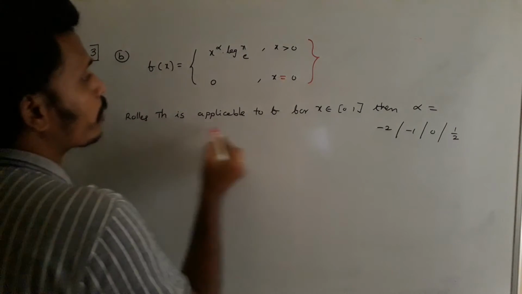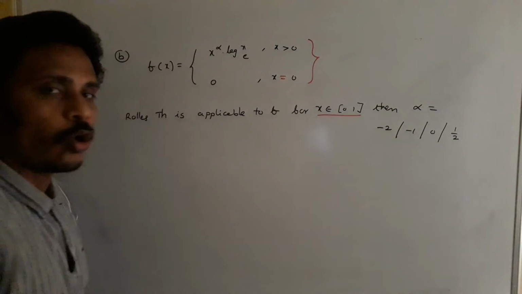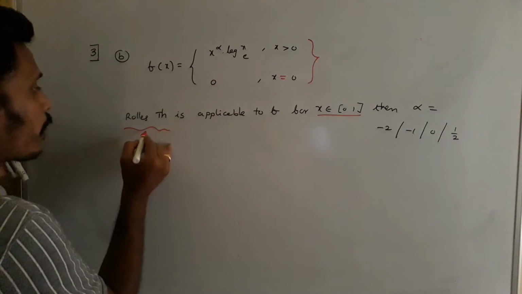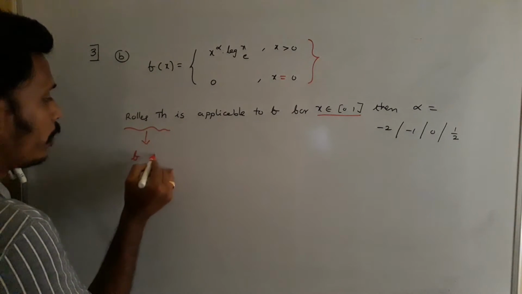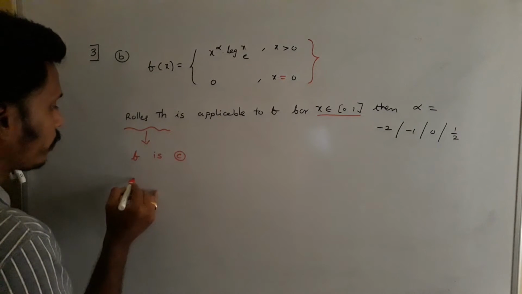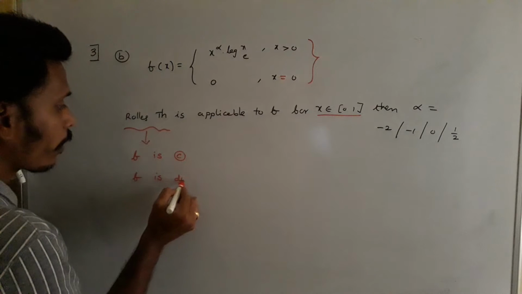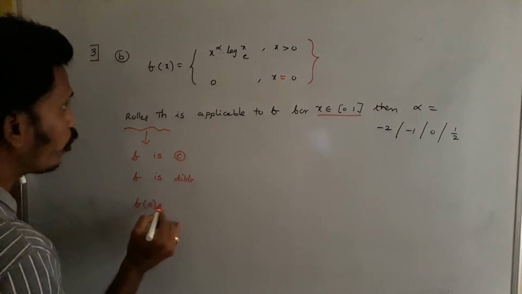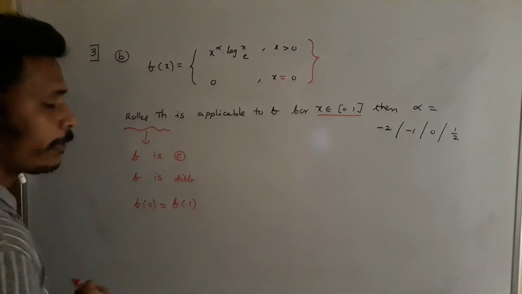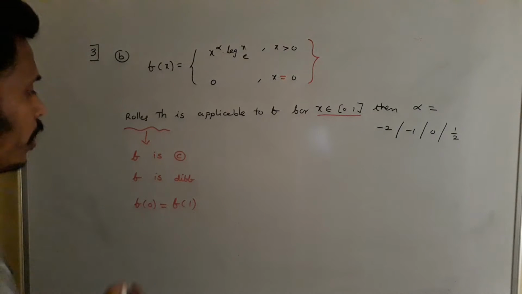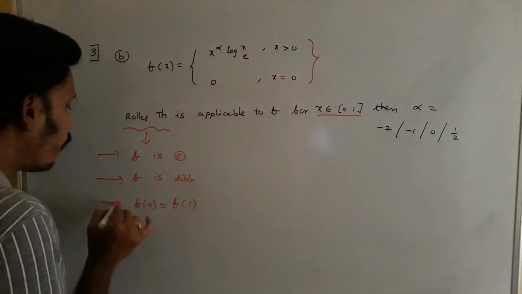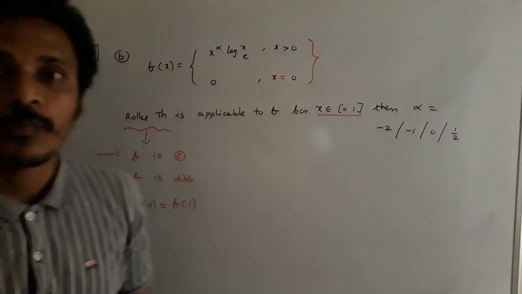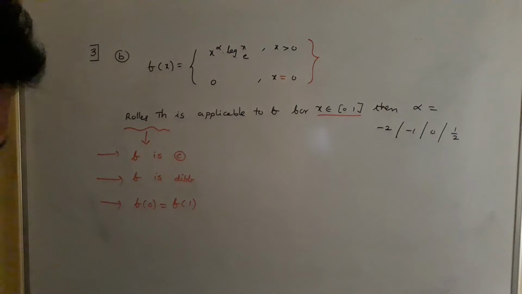Okay. Rolle's theorem is applicable to f in the region x belongs to [0, 1]. As per the statement, Rolle's theorem is applicable. See, if Rolle's theorem is applicable, what will happen? Then f is continuous in that region. Since Rolle's theorem is applicable, f is differentiable in this region. Since Rolle's theorem is applicable, f of 0 equals f of 1 will happen. So these three statements are true for the given function. If these three statements are true for given f of x, from there we need to get the value of alpha. That's our task here.